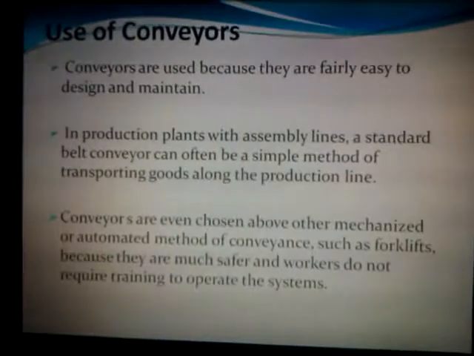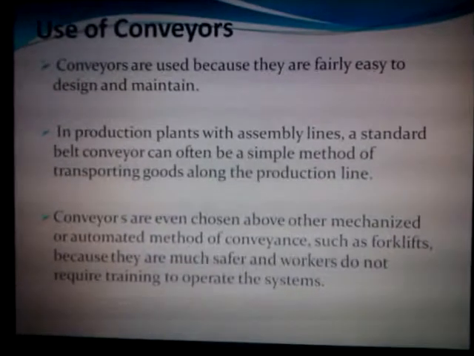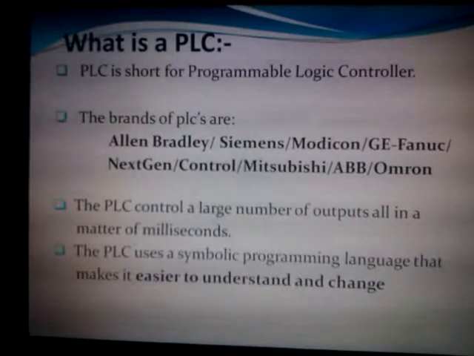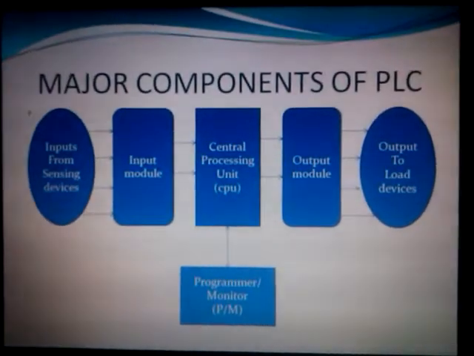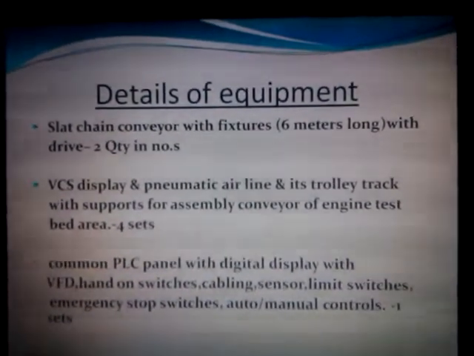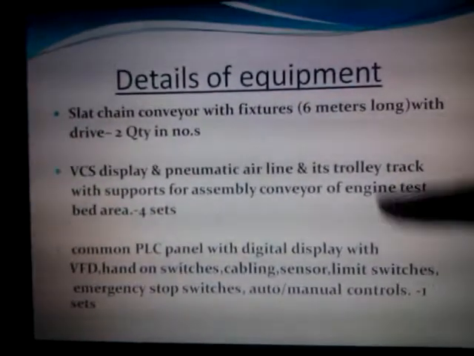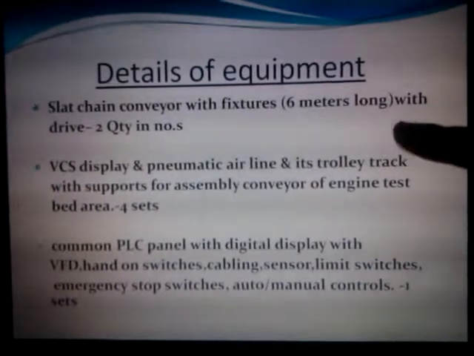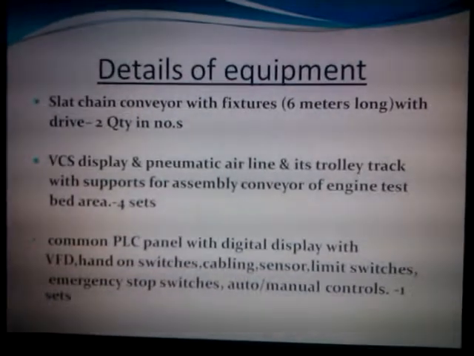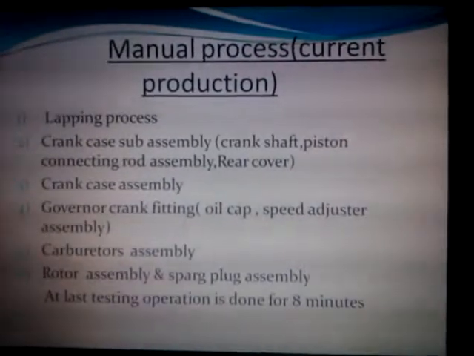Now we will move on to the use of the conveyor. What is a conveyor? Conveyors are generally used to move goods from one production line to another, and this is a major component of a PLC. Now what are the details of the equipment we have used? Slot conveyor with fixture 6 meters long with drive, 2 quantity ECS display and pneumatic airline, and its trolley track with support for assembly conveyor of engine test. And common PLC panel, digital display, VFD, hand switches, cabling, etc. These are a few of the equipment we have used.